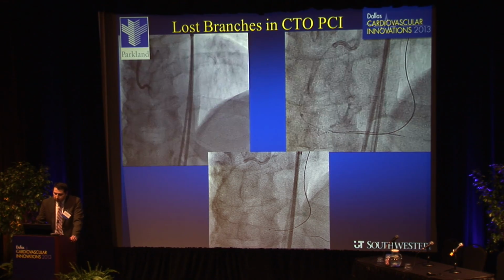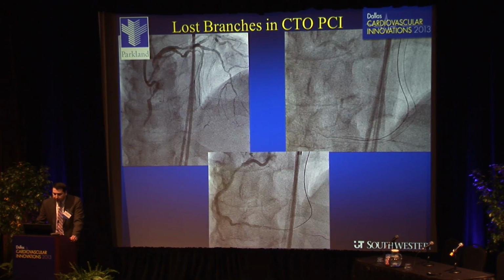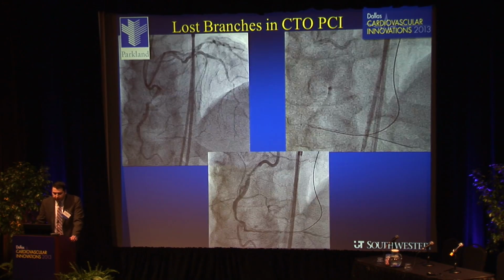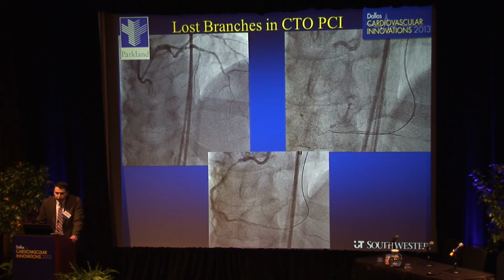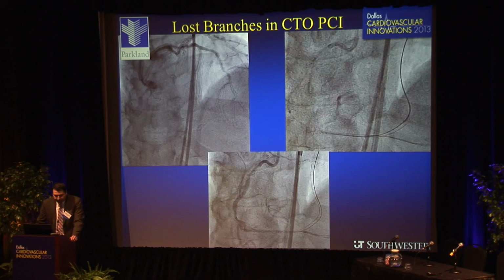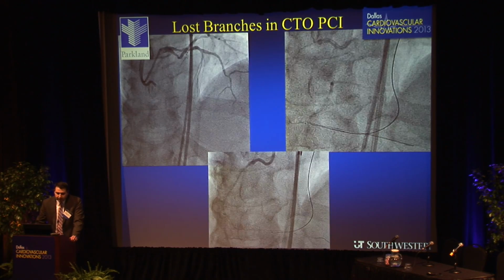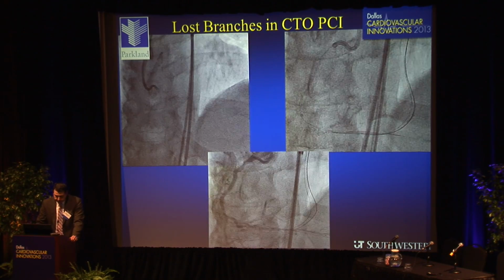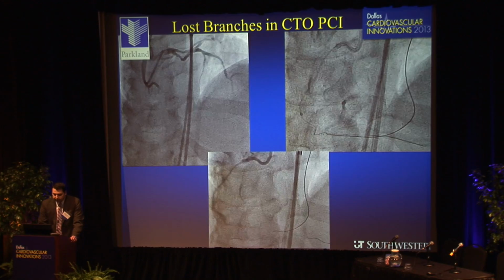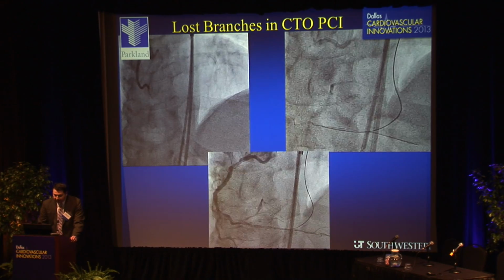And this is a CTO that I performed last year. And you can see I've dissected down the entire artery and I re-entered here on the upper right into the PDA. If you look carefully in the upper left diagnostic picture, you can see that the true occlusion, the distal cap of the occlusion is right at the bifurcation. It's difficult to see there. But trust me, it's right at the bifurcation of the posterior descending artery and the PDA.